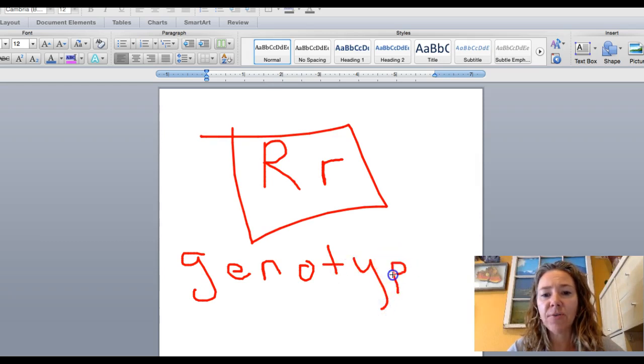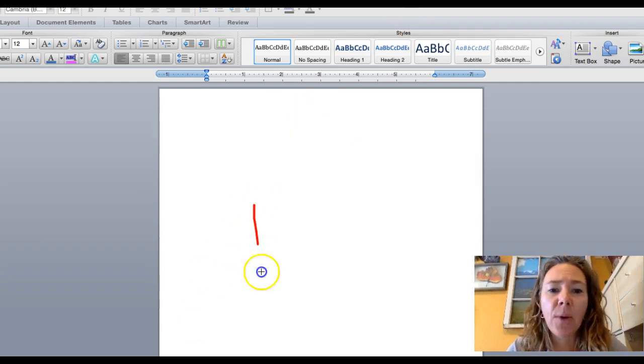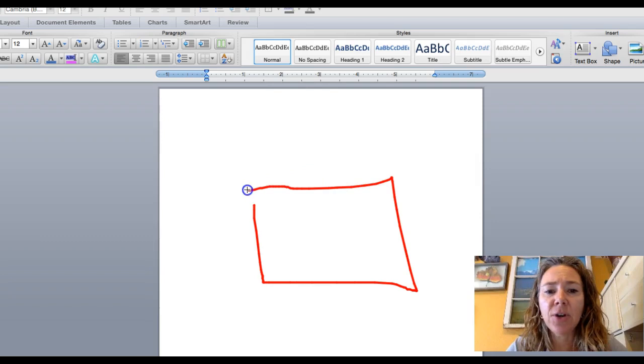The actual phenotype, what we actually see, would still be purple because you have the big R in that combination. So let's take a look at what happens in what we call a monohybrid cross. And the term we give what I'm drawing here is called the Punnett square.